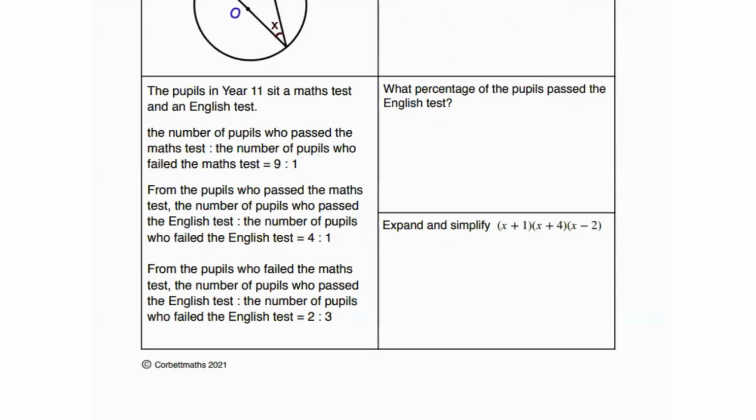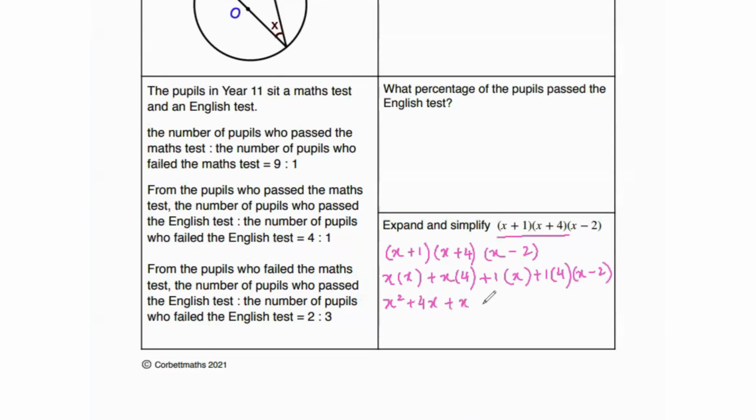Expand and simplify. So we have 3 brackets and they want us to expand these. So I'm going to start with expanding the first 2 brackets. So x plus 1 times x plus 4. So we'll do x times x plus x times 4, then plus 1 times x, then plus 1 times 4, times x minus 2. That is going to be x squared plus 4x plus x plus 4 whole bracket and then x minus 2. Collect the like terms, so x squared plus 5x plus 4.